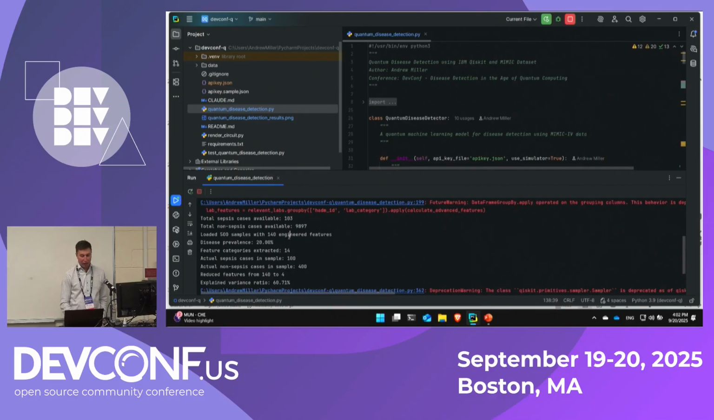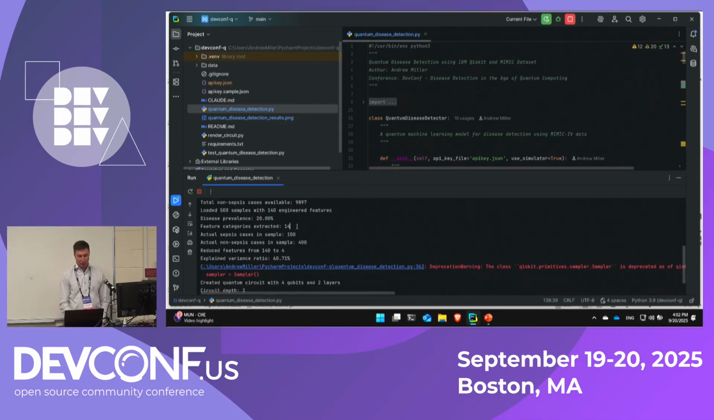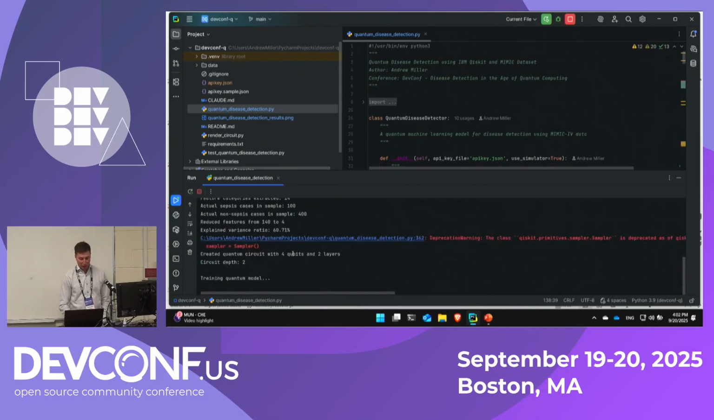Now I'm not doing this for real. If you were doing this for real, you would be making sure that your prevalence rate in the sample is matching the prevalence rate in the population you're targeting. I'm not doing anything like that because it's just a demonstration. So I end up extracting 14 categories that I believe are most indicative of sepsis, and then using PCA, jam all that into 4 variables, and then that gets fed into a quantum circuit with 4 qubits.